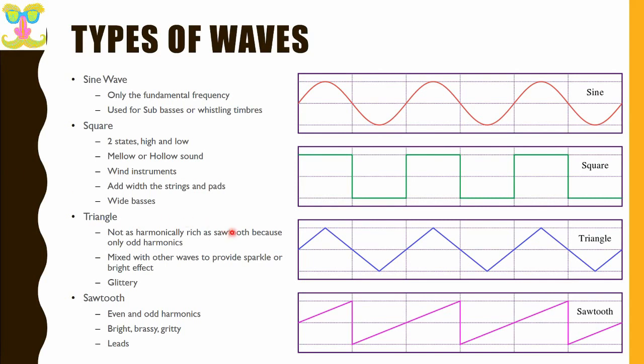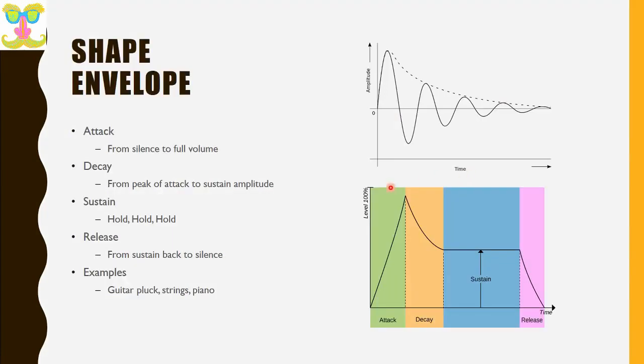And those are how the different types of waves sound, and we can also shape these waves to get different effects. So however the amplitude is shaped is the envelope. It has an attack. So how long does it take to get from silence all the way up to its maximum amplitude, from silence to full volume.